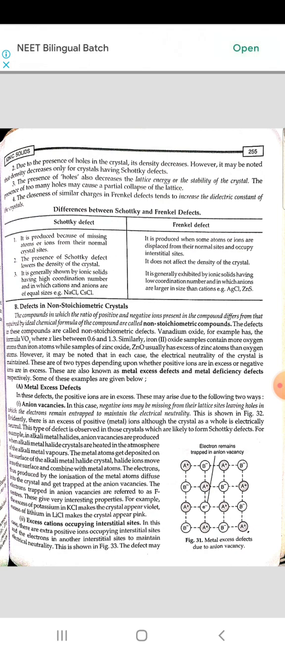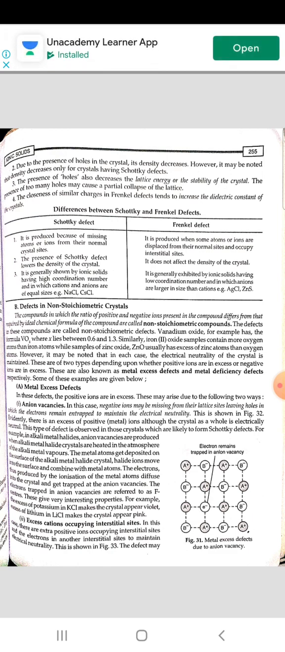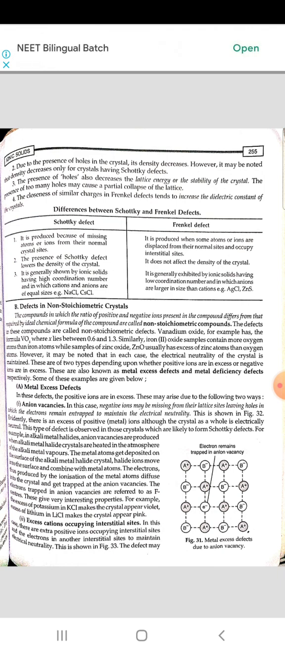Differences between Schottky and Frenkel defect. Schottky defect is produced because of missing atoms or ions from their normal crystal sites. The presence of Schottky defect lowers the density of the crystal. It is generally shown by ionic solids having high coordination number and in which cations and anions are of equal size. Example: NaCl, CsCl.